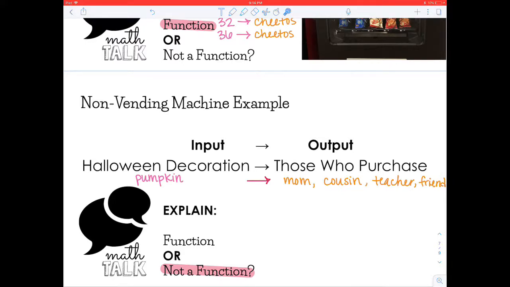Okay, please use these examples to help you on the Desmos sort today, and let us know if you have any questions.